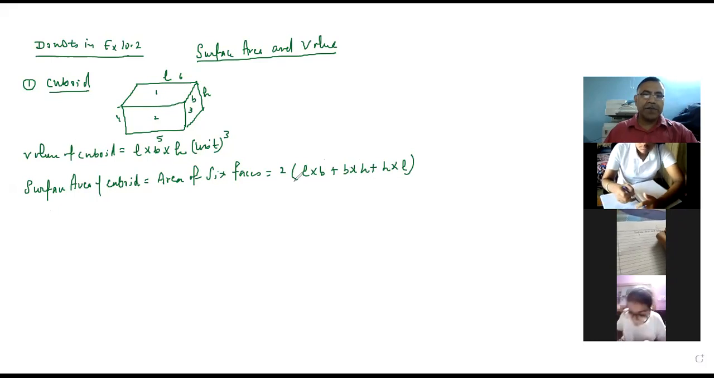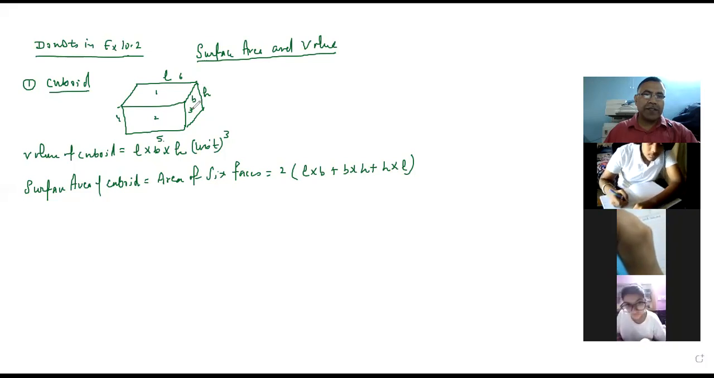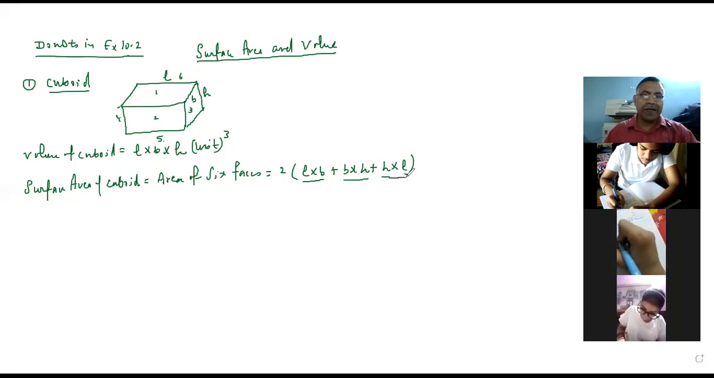That means if this is length times breadth, there is one more length times breadth, which is represented by 5. If this is represented by breadth times height, the face opposite to 3 is 4, again breadth times height. If I observe minutely, there are 2 length times breadth, 2 breadth times height, 2 height times length. So this is the total area of the cuboid. That means I have to add the area of the 6 faces to get the total area.